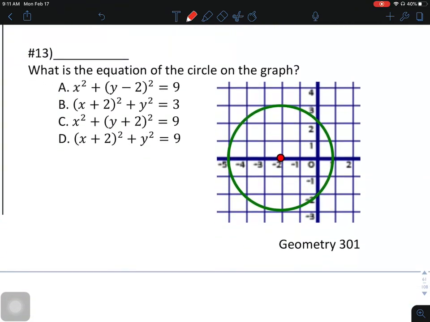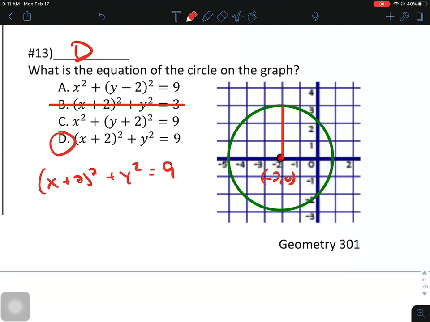13, what's the equation of the circle? Start with the radius again. We're going up 3. 3 squared is 9, so this is not the answer. The center is at (negative 2, 0), so it's x minus a negative 2, which is x plus 2. So that tells us we're looking at D. And the other thing would be y minus 0, which is y squared. So that checks out.